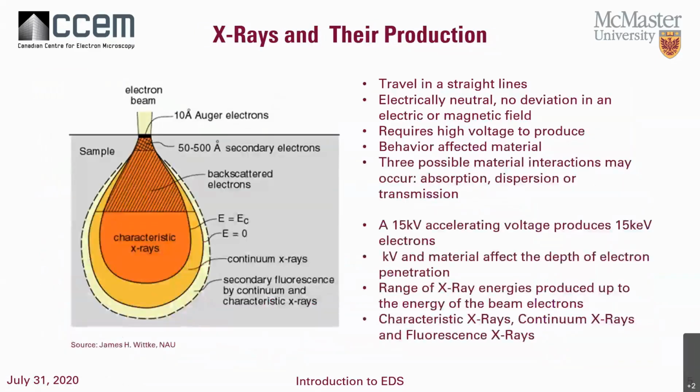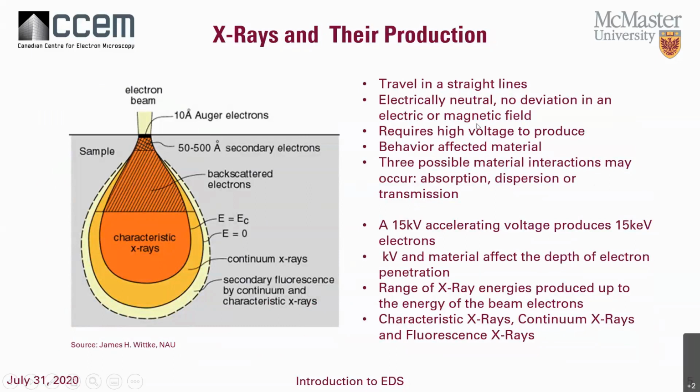Now, when the electron beam hits a material, and in this case we're talking about a bulk material. If we were talking about TEM, we'd maybe be talking about a thickness of material up in this sort of range here, where you see the secondary electrons coming from.